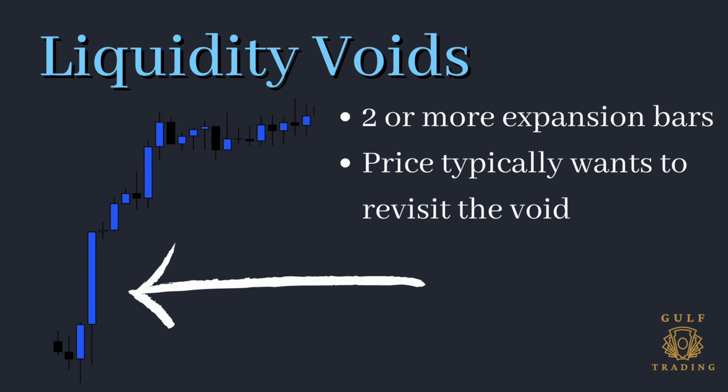Then a liquidity void is when there are 2 or more expansion bars, and you can see a big fair value gap and clear momentum and volume in one direction. And price often revisits the void and then reacts from it, so you can catch entries in the area. But it would look something like this. Here you can see huge buying pressure, liquidity void left.